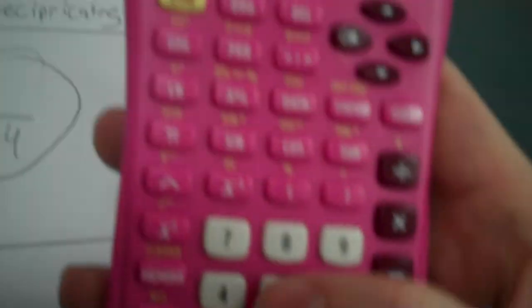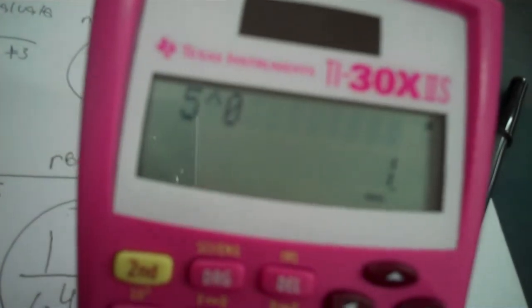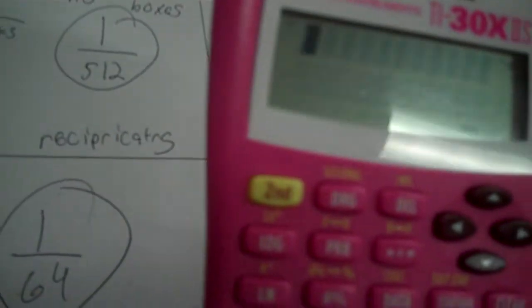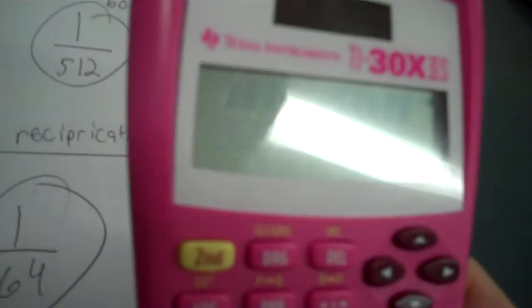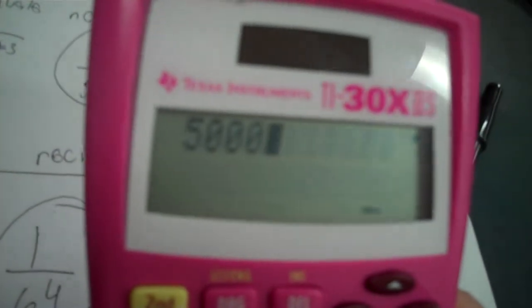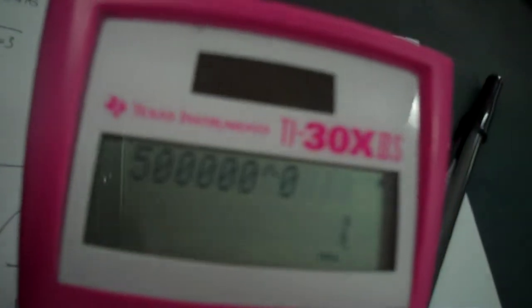Now let's talk about a 0 power. Let's take 5 to the 0 power. I got 1. Now, let's say that was 80 to the 0 power. I got 1. Let's say that was 500,000 to the 0 power. I got 1. Anything to the 0 power is 1, okay?